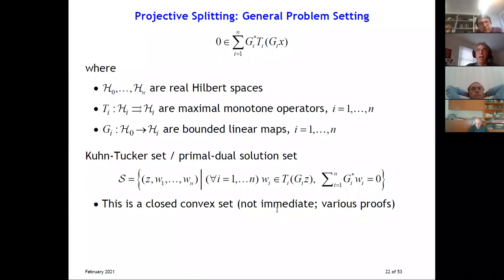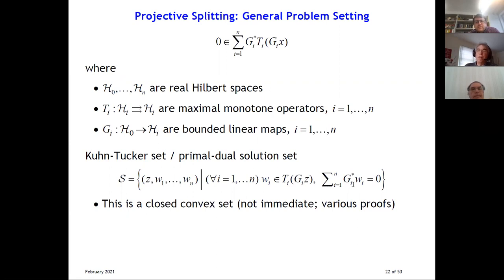So now we get into the heavier math. I'm going to talk about a rather abstract monotone inclusion. So we have some Hilbert spaces H0 through HN. On Hilbert spaces 1 through n, I have some maximal monotone operators, set valued maps. And then these Gi are bounded linear maps from H0 to H1, H2, et cetera, okay? And we define this set, which is called either the primal dual solution set or the Kuhn-Tucker set or various things. It's a set of vectors in H0 cross H1 cross blah, blah, blah, cross HN such that, okay, we have the Zs and the Ws. Wi is in Ti of Gi z for each i. And then the sum of Gi adjoint Wi equals zero.